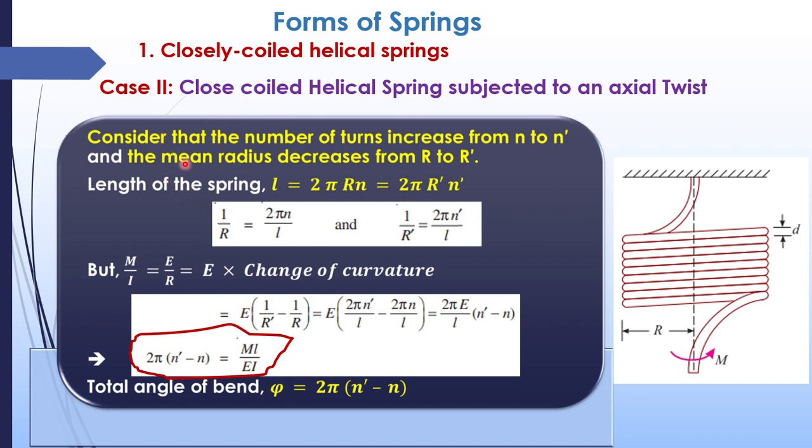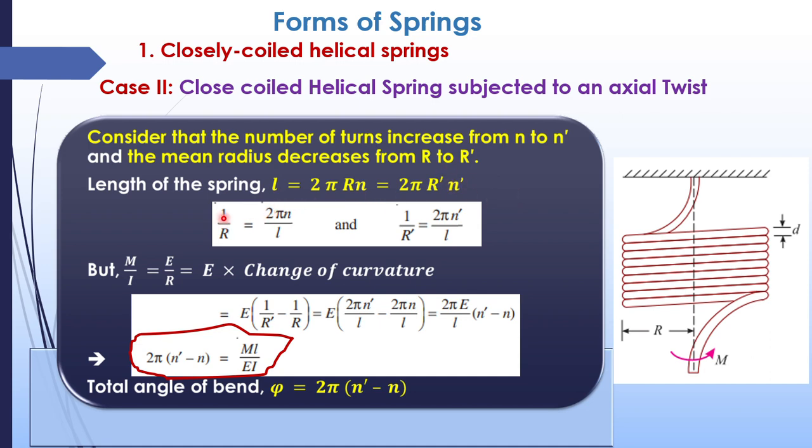Now as in the earlier case, the length of the spring is L equal to 2 pi r, the length of one circle, into the number of circles, that is 2 pi rn. Now if you are providing a twist, the diameter will decrease and the number of coils will increase. Let the new diameter be r dash and the new number of coils be n dash. Then 2 pi rn is equal to 2 pi r dash n dash. The total length remains the same, but the diameter and the number of coils change inversely. So when r increases, n decreases, so r dash n dash will come.